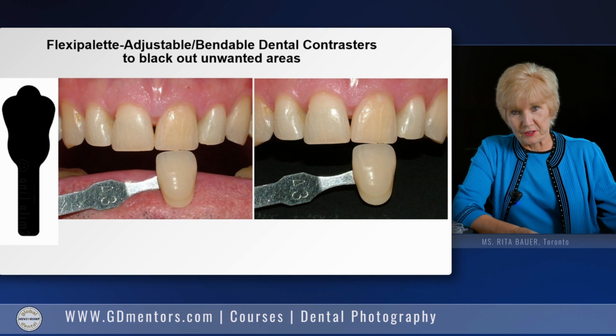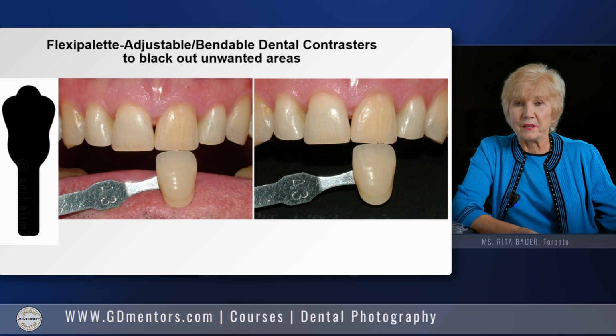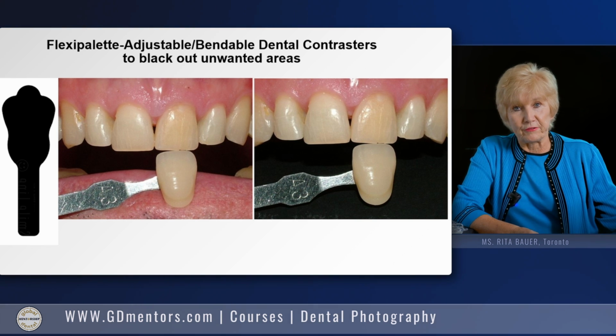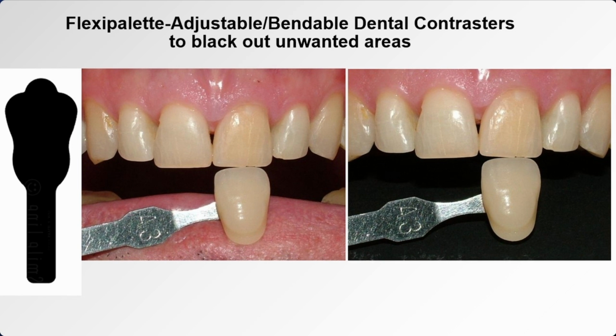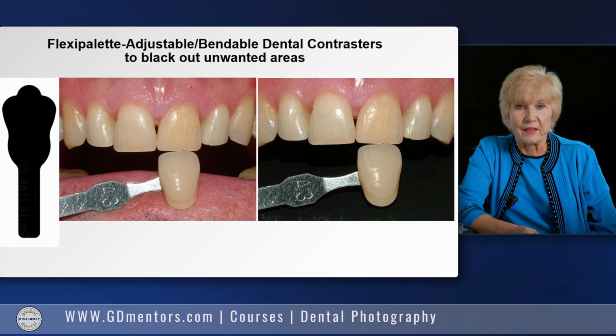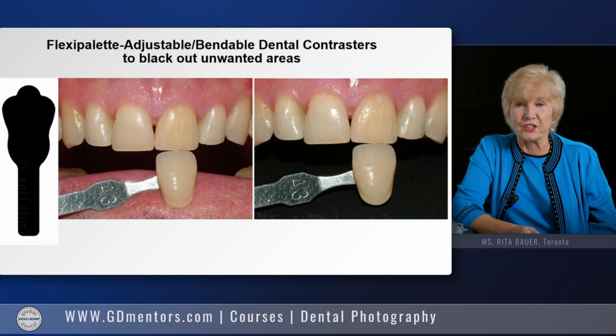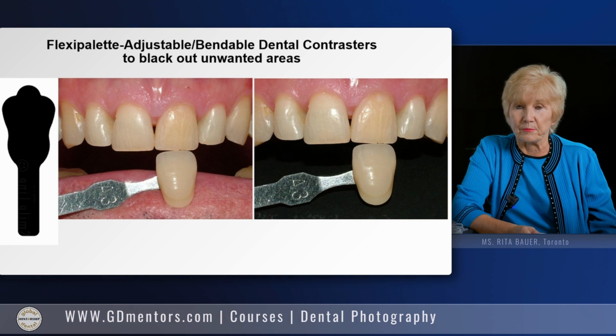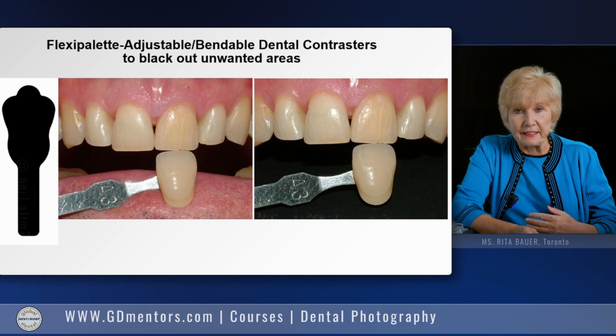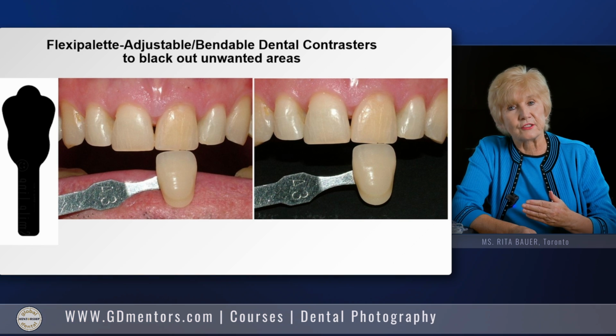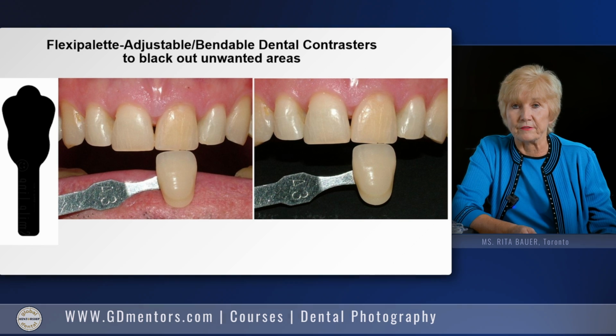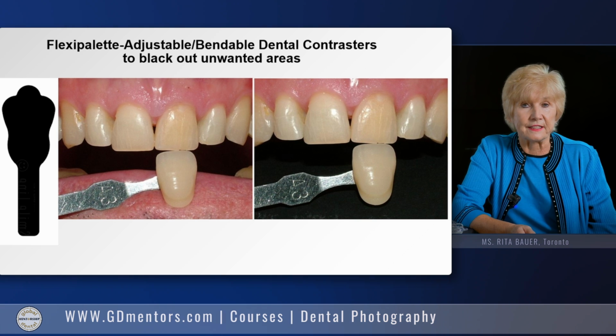When you're taking photographs of shade tabs to communicate with your dental lab, the shade tab number should be in every photograph. You have to hold the shade tab at exactly the same level, at the same plane as the other teeth. You cannot have it before or behind the teeth because that would give you a totally different color and a totally different density. Ideally, you would get a Flexi Palette, which is a contraster, a black piece of plastic that is pushed behind the teeth, and this separates the shade tab and the teeth, and you will get a very clear image of the color and the density of the teeth.